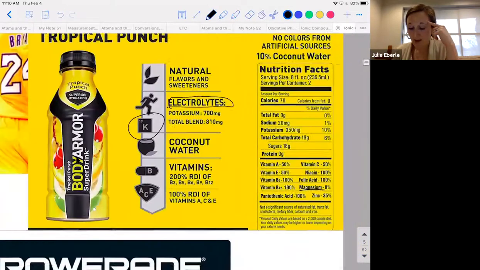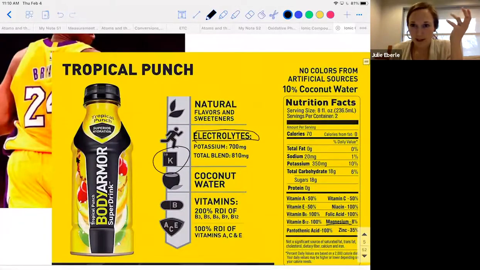One thing I noticed about BodyArmor, I don't know if you know, Kobe Bryant, the reason I'm showing this, he had his own line of sports drinks called BodyArmor. So compared to Gatorade, if you're interested to know, BodyArmor had more potassium, less sodium, and half the amount of sugar. I was surprised by that one, half the amount of sugar.